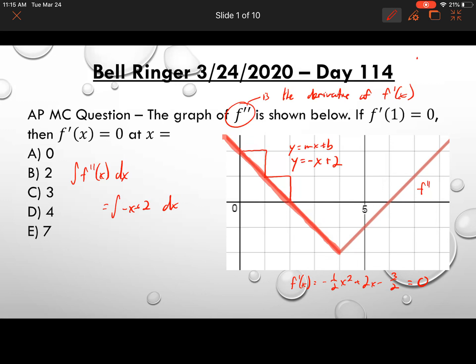So since we're trying to find when this is equal to 0, we do want to factor this, or we can use the quadratic formula. We could do that too, but that involves a lot more calculations. So I'm going to factor out a negative 1 half out of each of these terms. So x squared, the 2x becomes a minus 4x.